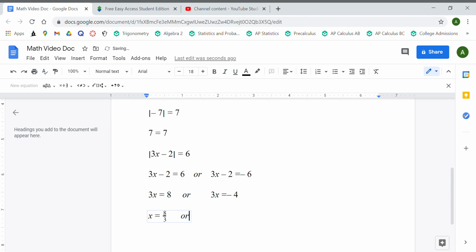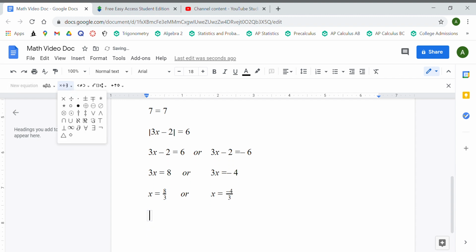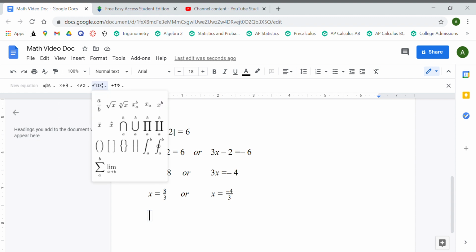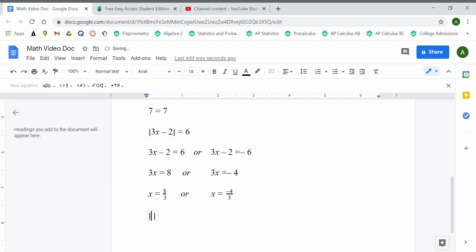So we should have x equals 8 over 3. And then on this side, we should have negative 4 over 3. So there's your two solutions. I'm still going to check to make sure that we did get it right.